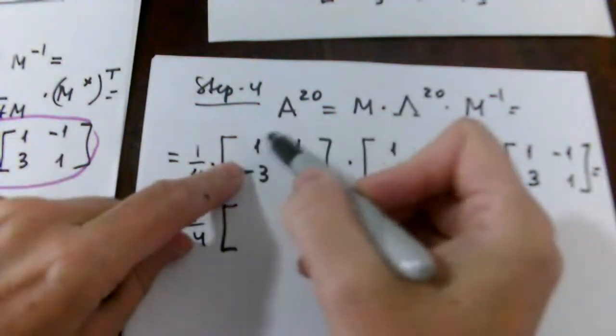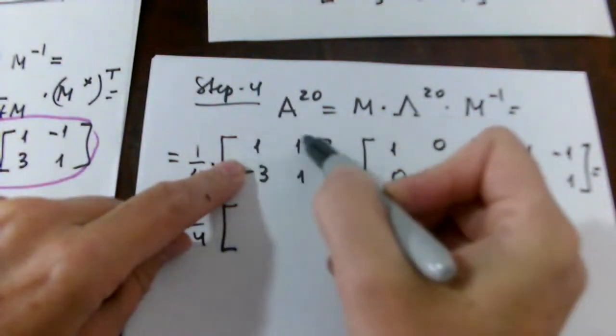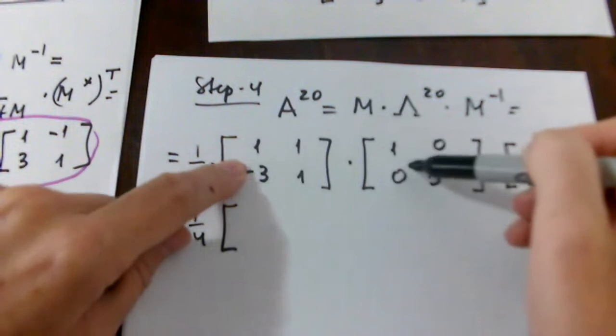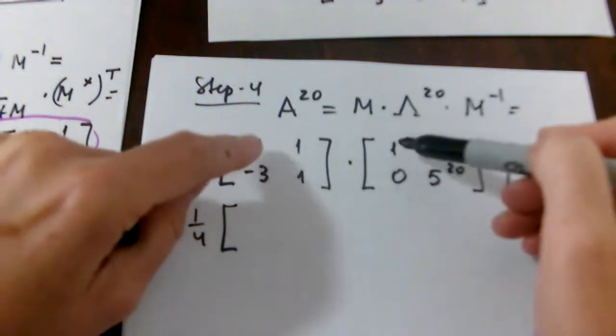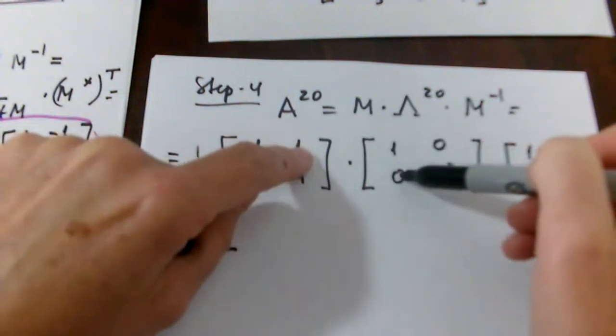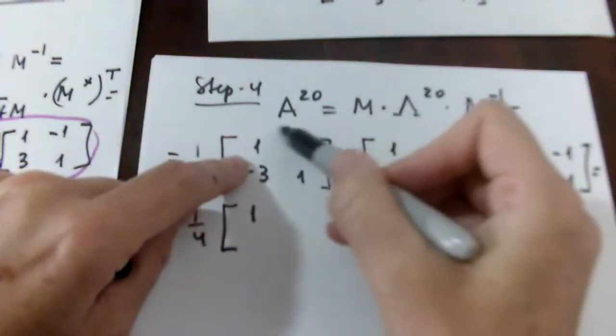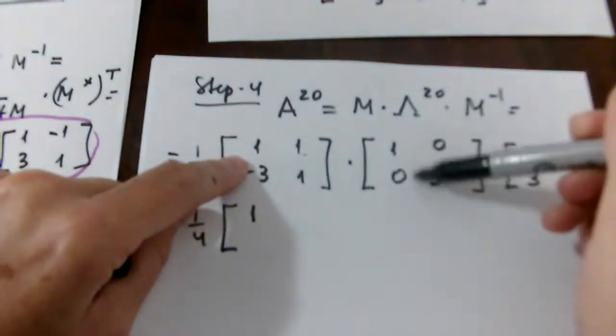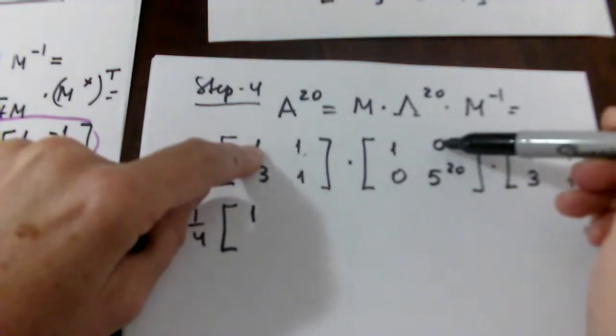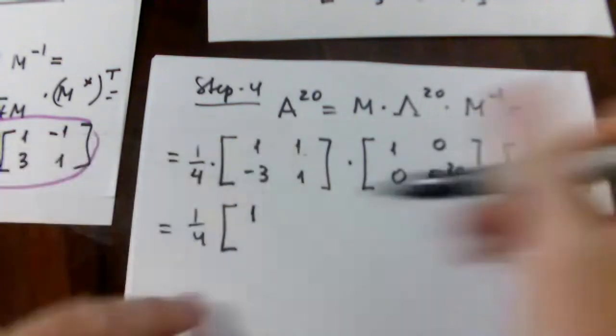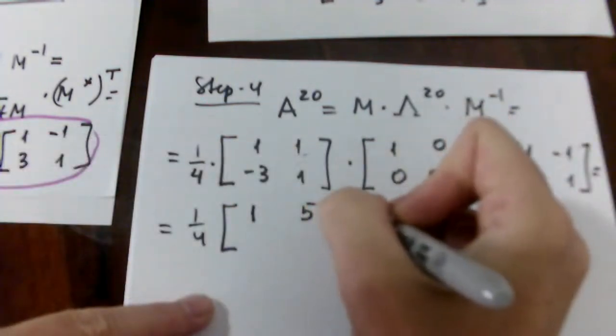Let's do it. Let's remember how we did it. We take the first row here and the first column from here and multiply them like this, 1 by 1 plus 1 times 0. It will be 1. Then, again, we are using the first row, but the second column this time. So 1 times 0 plus 1 times 5 to 20. It will be 5 to 20.